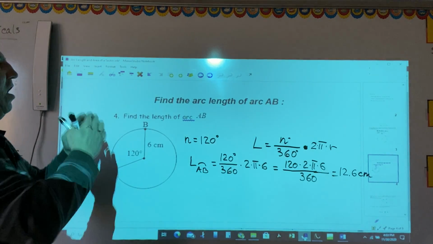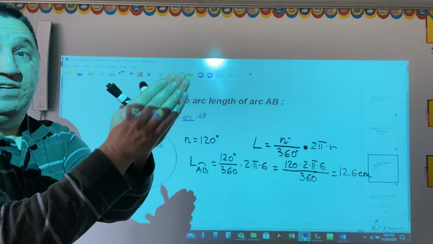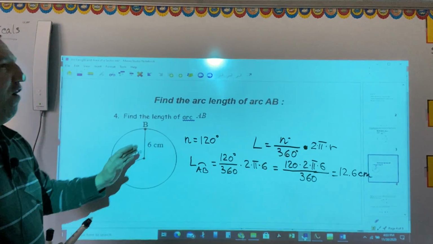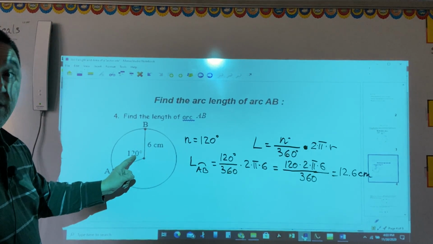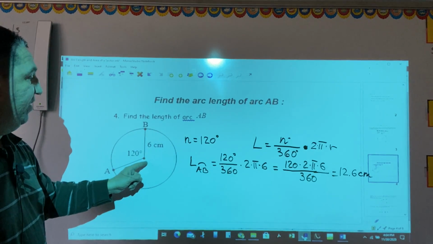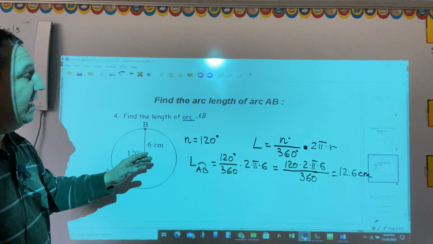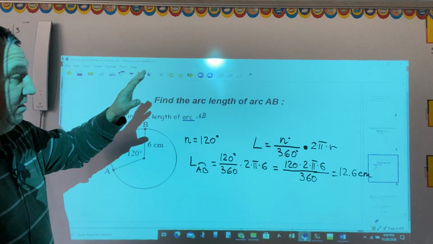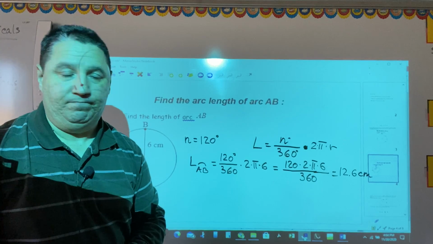Yes, so from now on, whenever you have to find the arc length of a circle, you find the central angle, given by the intersection of the radii and the circumference of the circle, and apply this formula.